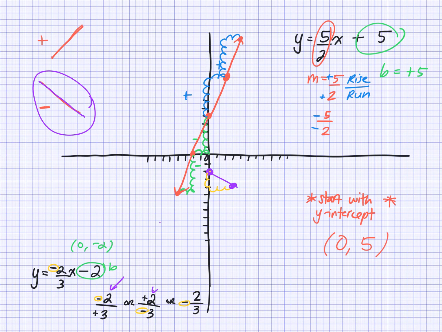Okay, let's try this one. Positive 2 over negative 3. Again, we're starting from the starting point. Positive 2, we'd go up or down? Up. Good. 1, 2, and then left or right? Left. 1, 2, 3. Do you see? It's the same thing. Okay, so does that make sense? I can go down again, down 2, over to the right 3, and so on. We can keep extending this.